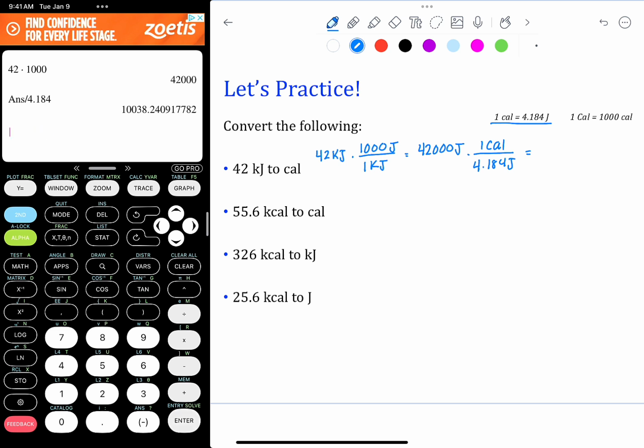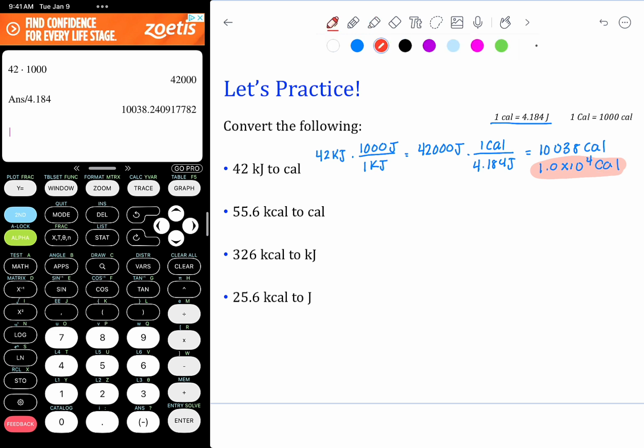And we get out 10,038 calories. And with sig figs, that would just come out to 1.0 times 10 to the 4 calories. Let's just highlight that so we can see our answer. Always got to remember your sig figs.